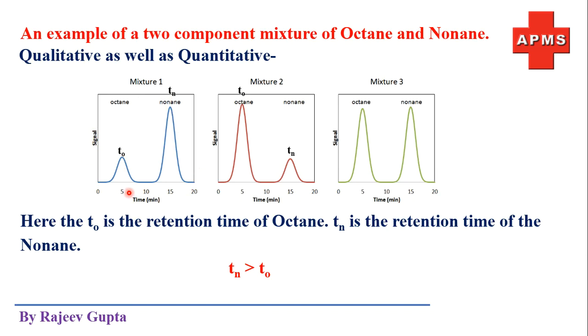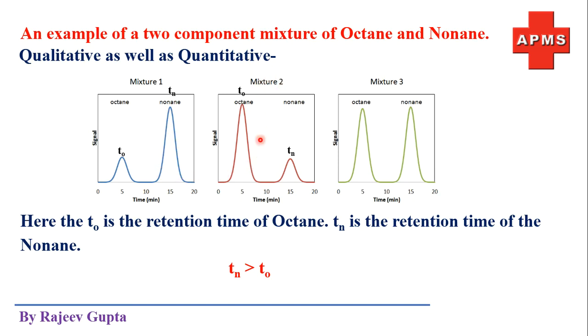Here we can see that it is observed at 5 minutes and it is observed at 15 minutes. But we can also see the quantitative analysis here, where nonane concentration is higher in the sample. Almost we can see that it is double or tripled. Nonane concentration is higher compared to octane. So we can consider the area under this peak, that area shows the concentration or amount of that component in that unknown sample.